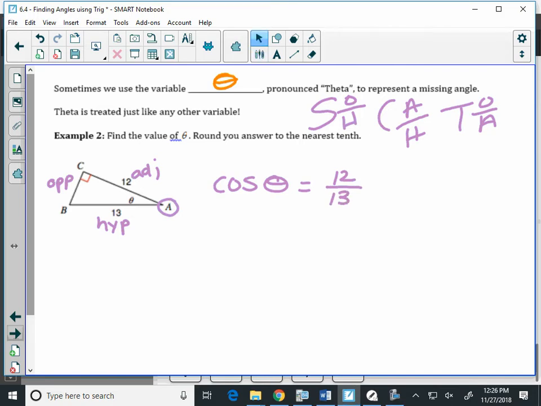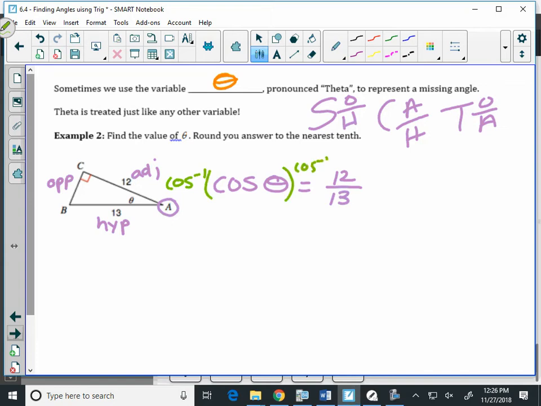And again, it's not a curse. What are we going to use? Inverse. Angle's missing. It's not a curse. Use the inverse. So you're just taking the inverse on both sides. The inverse of cosine cancels. We're left with theta is equal to this, and that's what you're plugging into your calculator.